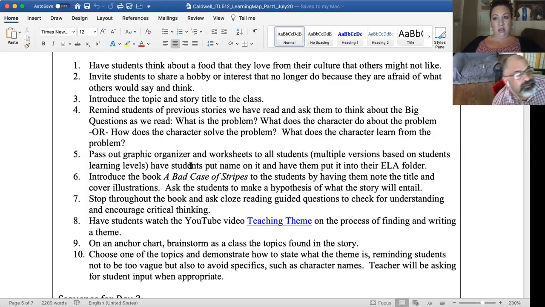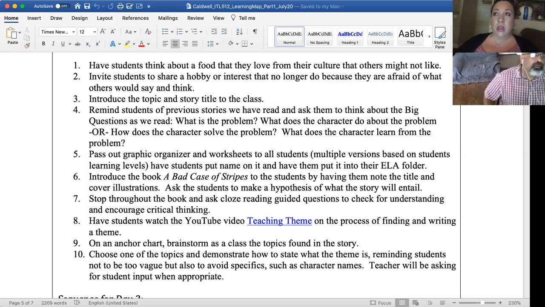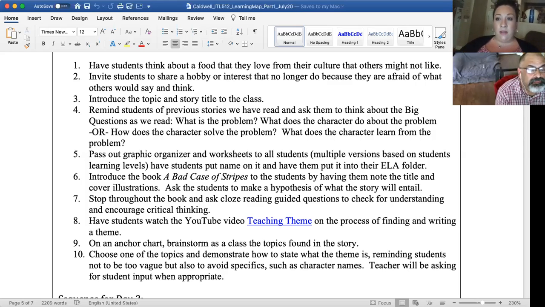That brings my next point. Why did you choose the teaching theme YouTube video? Okay, answer that question first. Well, I liked how simple and direct that video was, and also I'm trying to draw in different methods of representation. So like the visual and audio of using a YouTube video, and then we would go over it again.